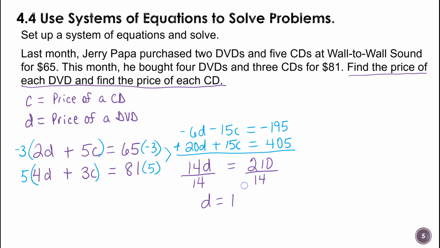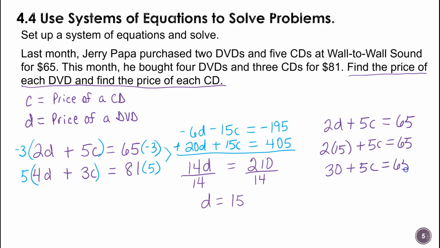All right, so we'll go back to one of our original equations to find C. 2D plus 5C equals 65. So we're going to have 2 times 15 plus 5C equals 65. All right, so that's going to be 30. And I'm going to divide both sides, or subtract. I'm going to divide in a minute. Subtract first. 30. 5C equals 35. So the cost of one CD is $7.